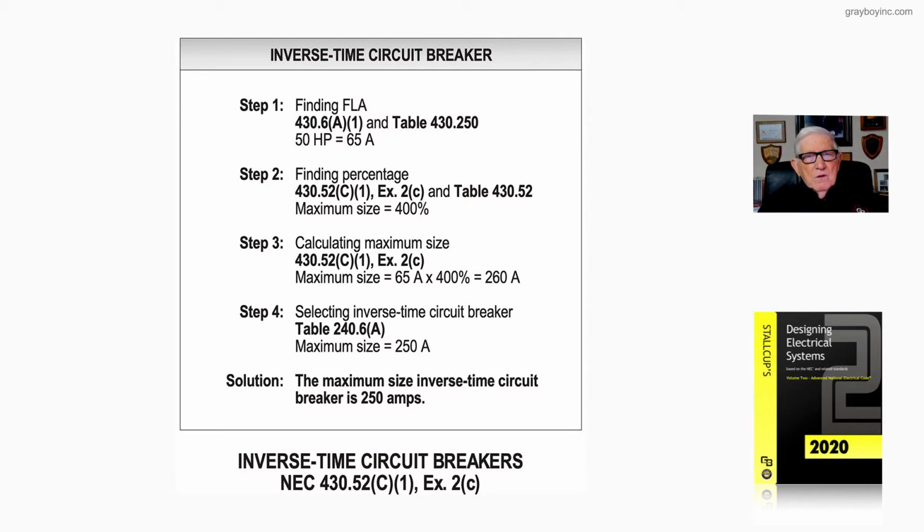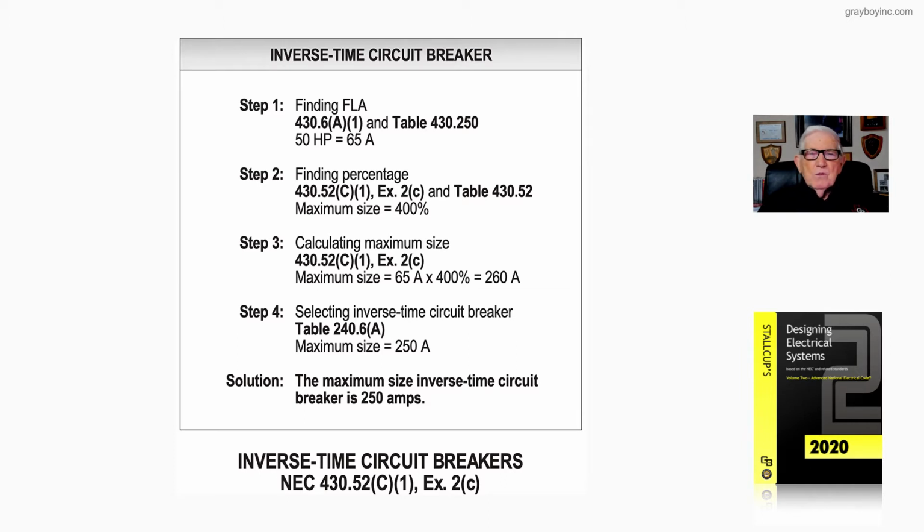430.6(A)(1) refers you to table 430.250 to obtain the full load current rating for that 50 horsepower motor at three-phase 460 volt. And we have a full load current rating listed in table 430.250, 65 amp.